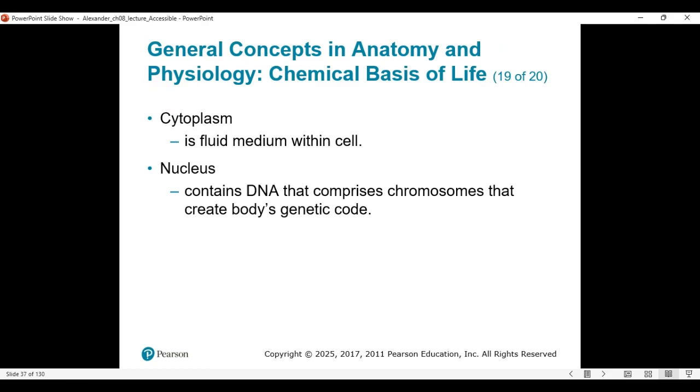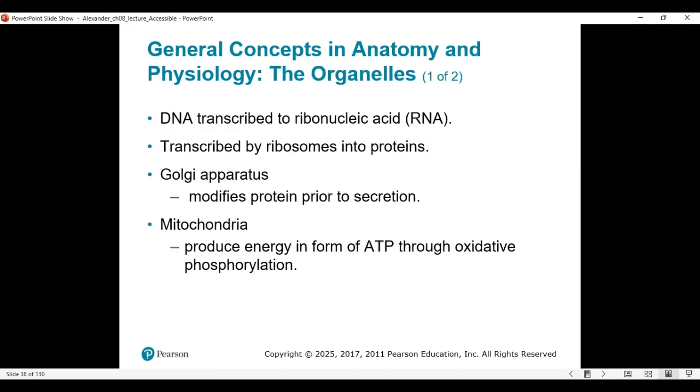Cytoplasm, that's the fluid. We talked about it. And the nucleus contains the DNA, so like the brain center. DNA is transcribed into ribonucleic acid, or RNA. It's like the building blocks. It's translated by ribosomes into proteins. So it takes this RNA, or the ribonucleic acid, and turns it into proteins through the ribosome.